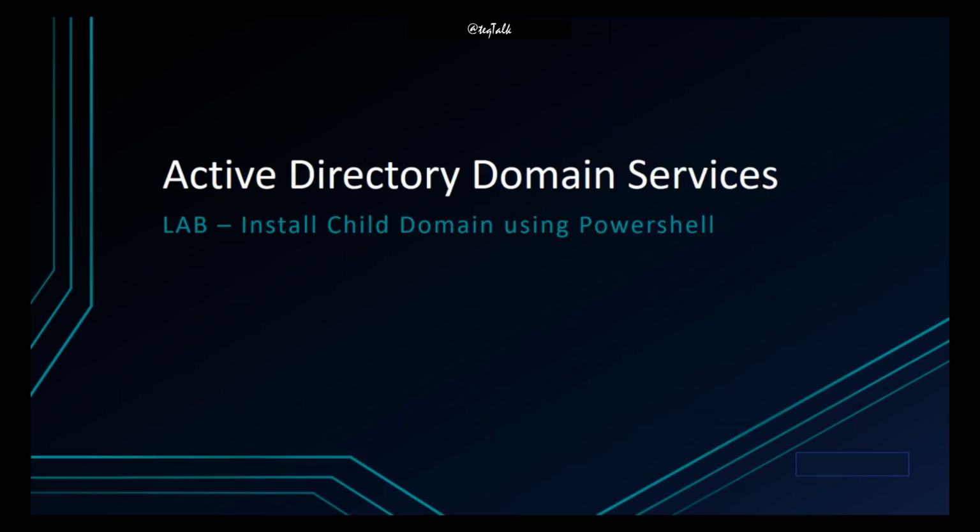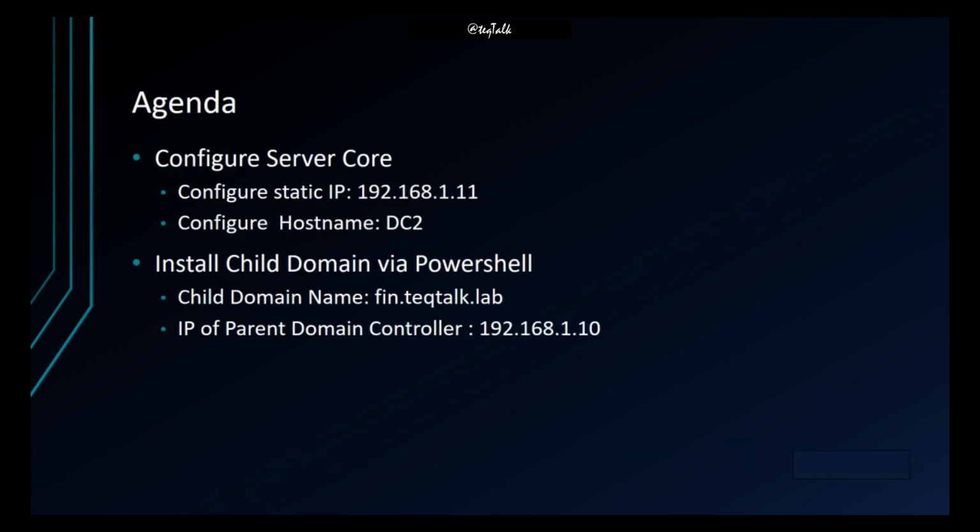In this classroom, we will be learning about how to install Active Directory child domain using PowerShell. So first, we will set up our fresh new Server 2019 Core edition. We will set up its static IP and hostname. Then we will proceed with installation of child domain.